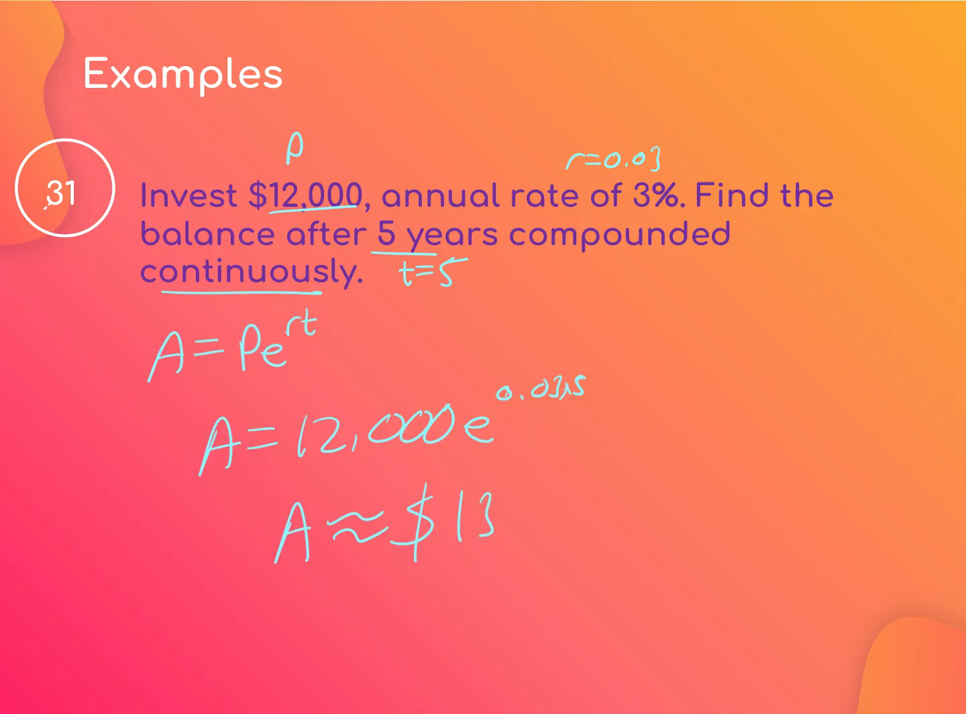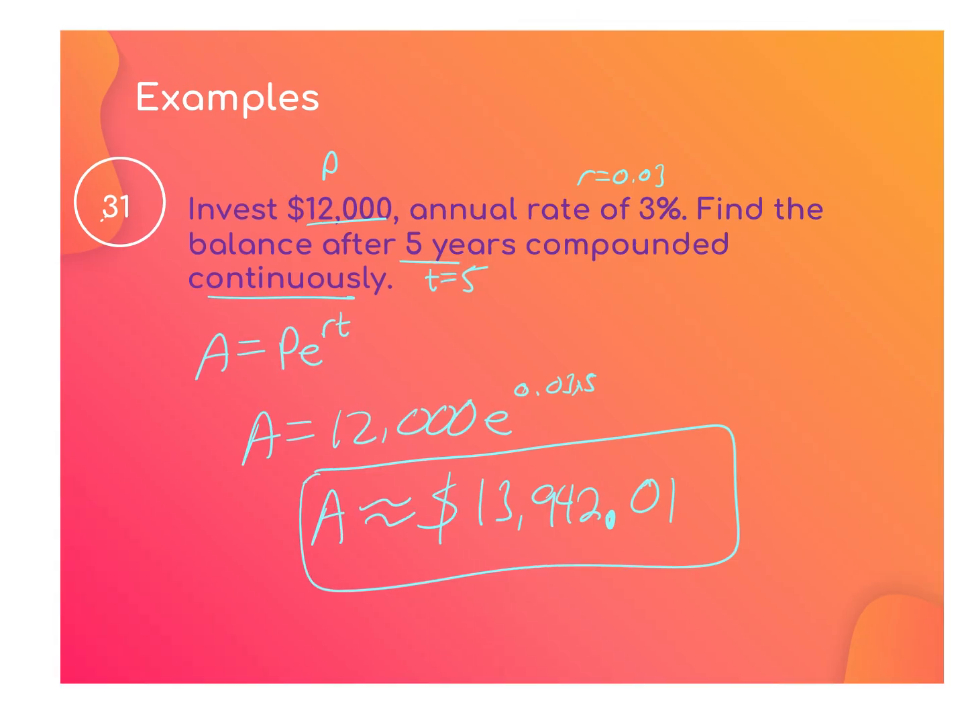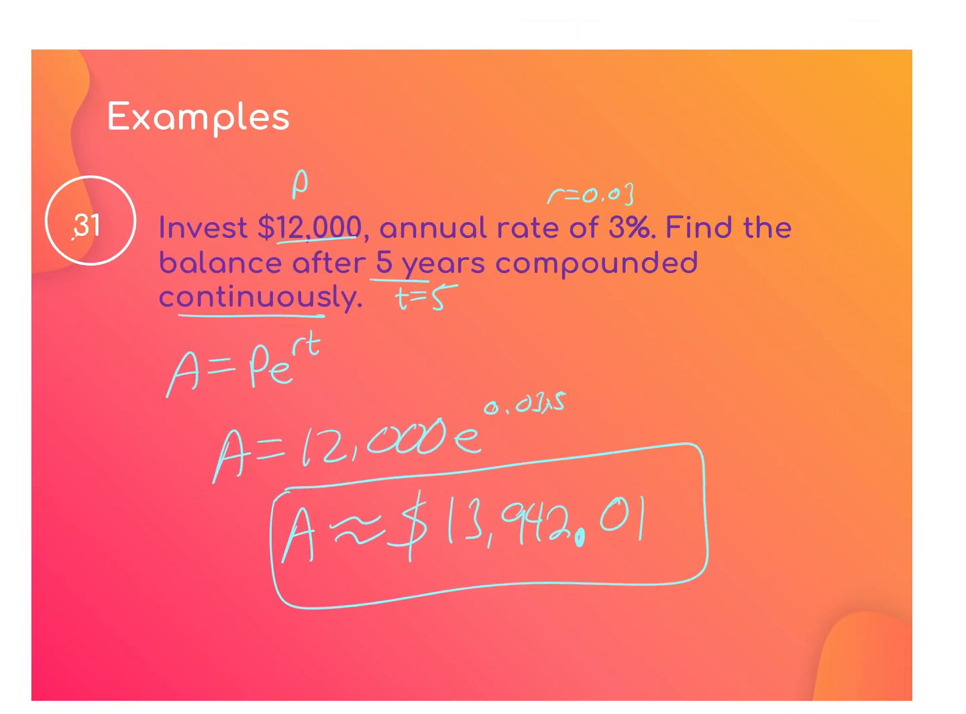again, it's going to be $13,942.01. And then you can see that that's a couple dollars more than the other two answers that we got in the other slides. So that's it for this lesson. These are the last types of questions that you'll see in this particular lesson. It's only these last few problems that you'll need a calculator for. Everything else you should be able to do by hand.